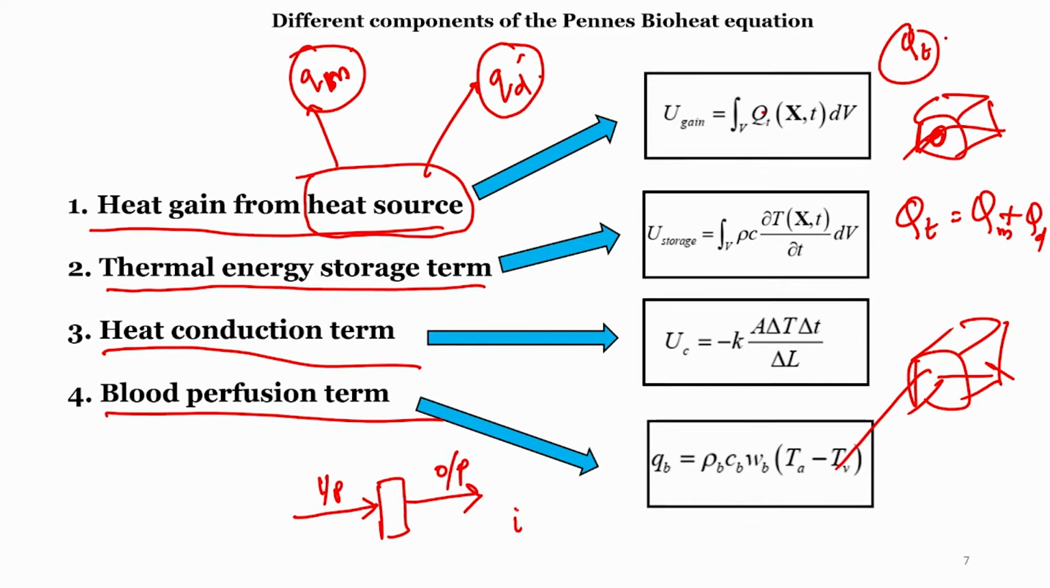When input is greater than output, that means we are heating the tissue much more than we are cooling it. That means there will be an excess amount of heat energy, right. So, that energy will get stored in the tissue and lead to an overall increase in the temperature of the tissue when input is greater than output. That is the thermal energy storage term.